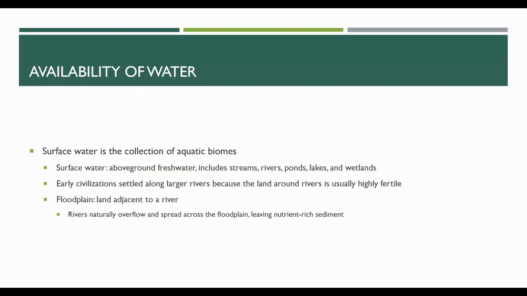The floodplain is all of the land that's adjacent to the river. And rivers will naturally overflow and go across that floodplain, leaving behind really nutrient-rich sediment, which makes you definitely want to live there so you can plant food there. Sure, it might flood every now and again, but having nutrient-rich soil is good for plants.